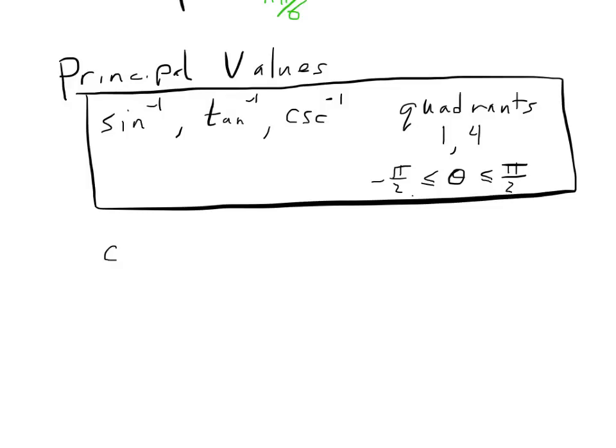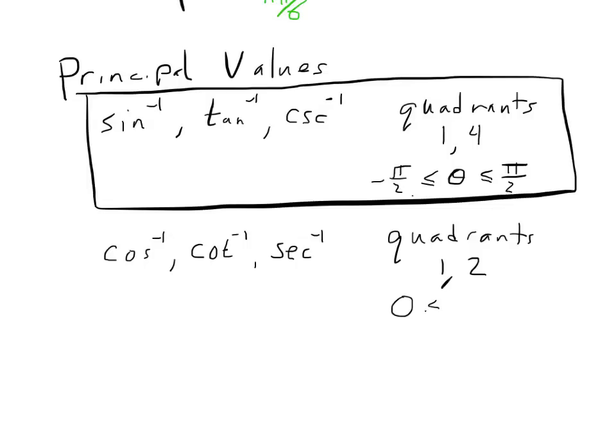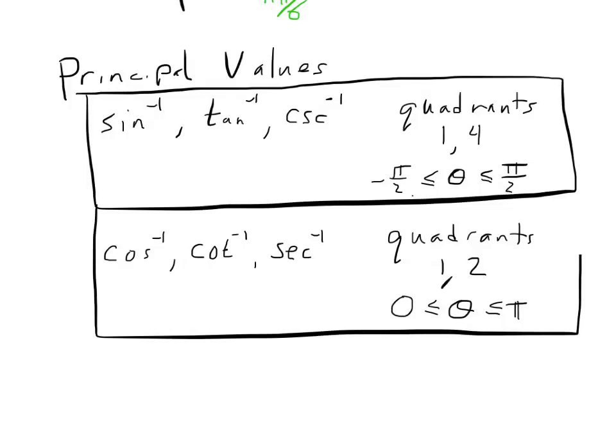For the other trig functions, for inverse cosine, for inverse cotangent, and for inverse secant, you will always be looking in quadrants 1 and 2, and your answers will always be between 0 and pi. Right? So to be honest, this is just information that you need to memorize. I don't have a whole lot of great tricks for helping you to remember that.